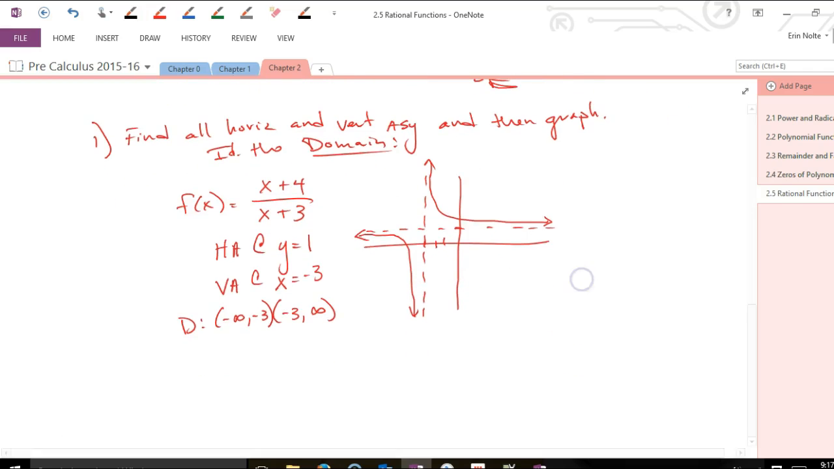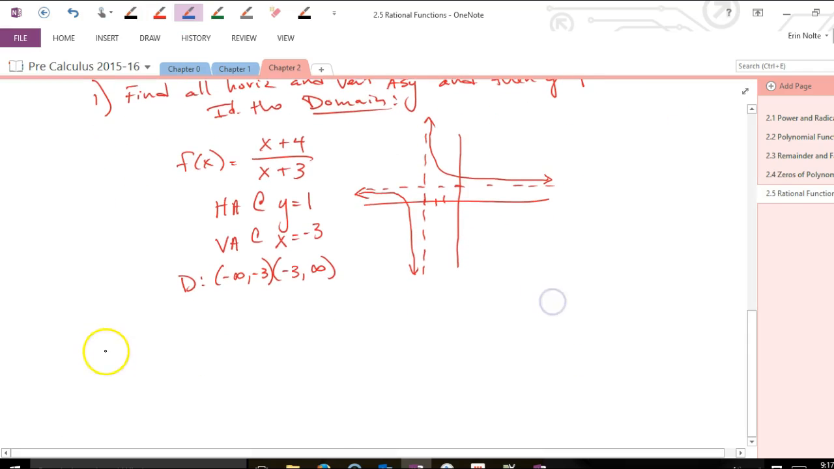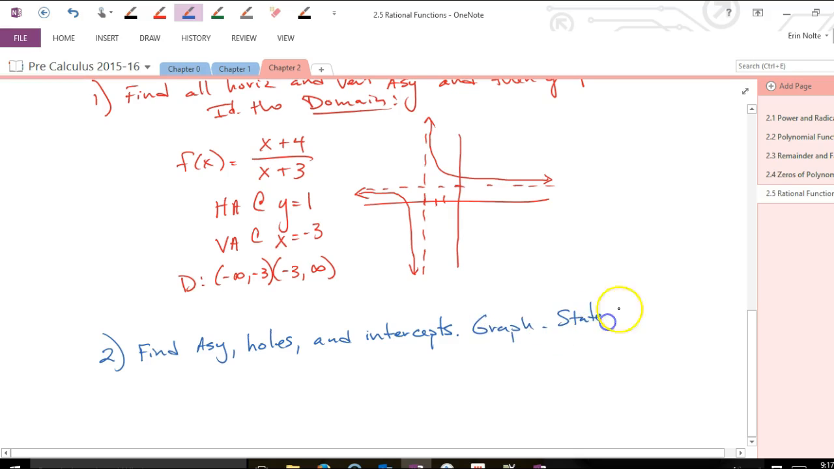Okay, so we're kind of basically doing that through the whole lesson. They're going to ask you to find your asymptotes, find any holes, and your intercepts. And then ask you to graph it. And of course, state the domain.